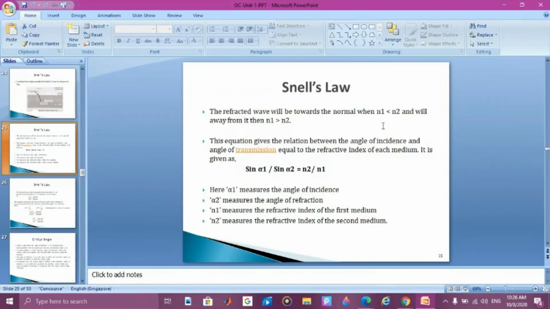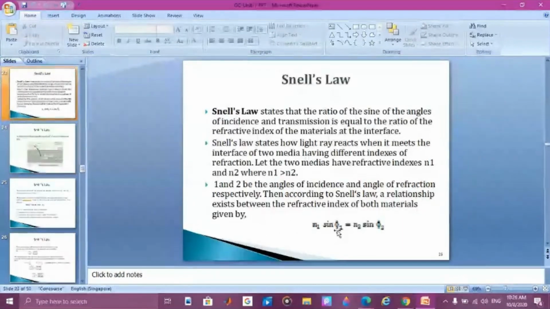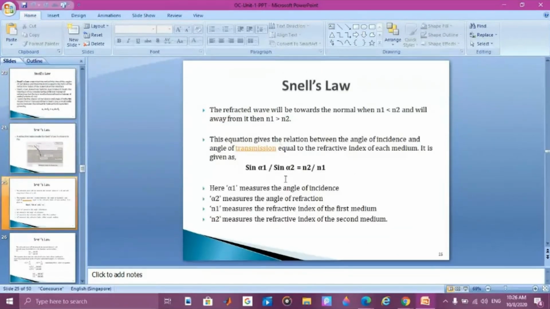Okay. So this equation gives the relation between the angle of incidence and angle of transmission and the refractive index of each medium. So sin pi 1 divided by sin pi 2, or sin alpha 1 divided by sin alpha 2, equal to n2 divided by n1. This is what I have repeated. Okay? So n2 divided by n1 is what? sin pi 1 divided by sin pi 2. So sin pi 1 divided by sin pi 2 equal to n2 divided by n1.